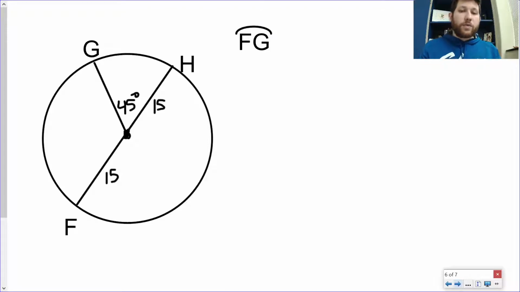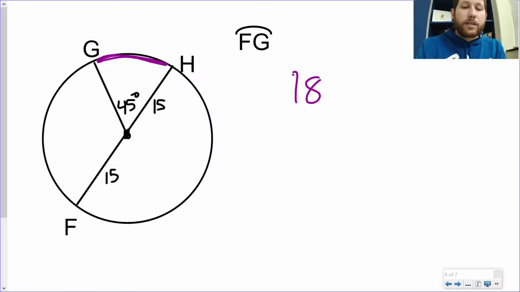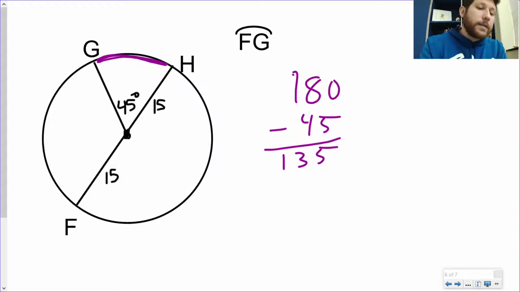All right, notice this one. We want to find the arc length of FG. Now, notice, we don't have the angle for FG. We do have this GH angle here, okay, that measure right there, but we don't have the FG measure. So what I'm going to do is use what I know about circles. I know that half the circle is 180, so FH is a diameter. I'm going to subtract 45 out, and I get 135. So that is the angle we want to use.